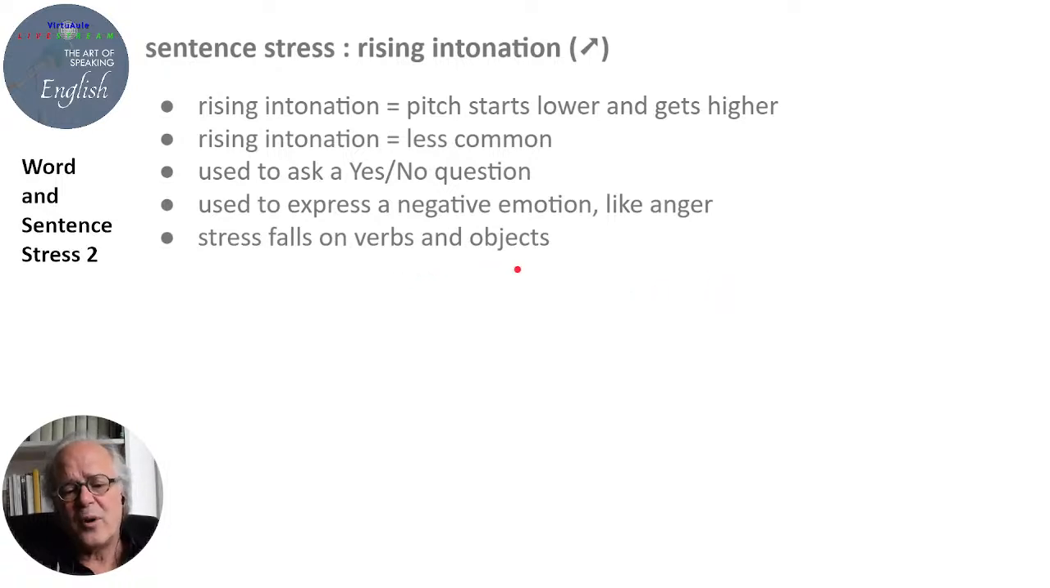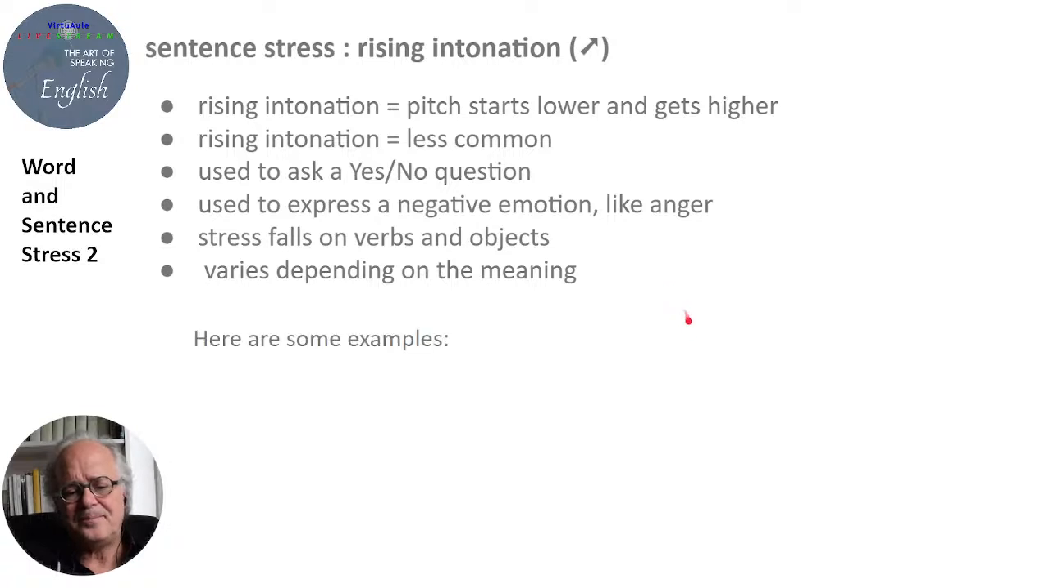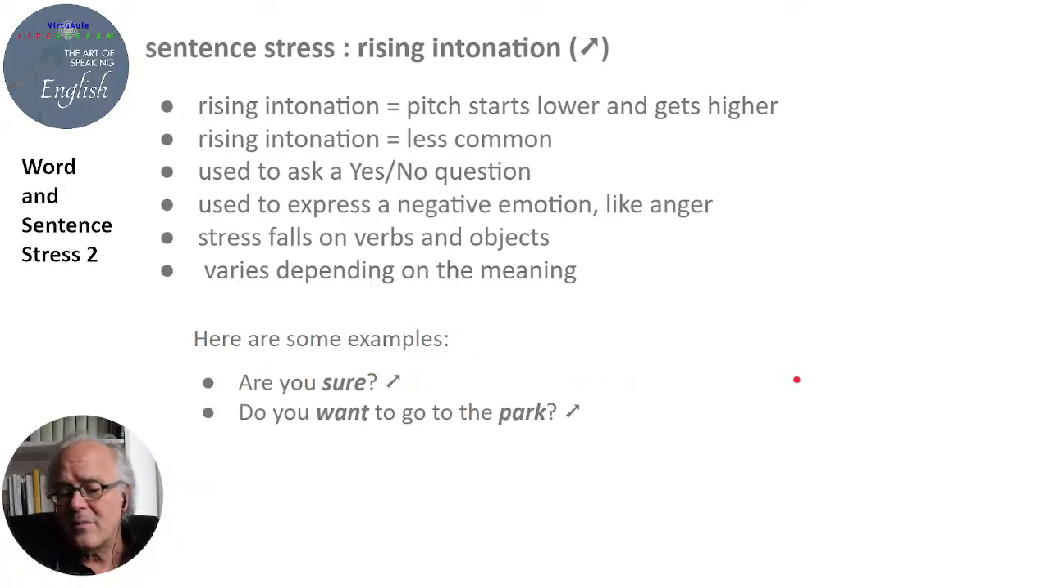Stress falls on verbs and objects. Here we have the verbs and the objects. It varies depending on the meaning. Here are some examples. Are you sure? You see, the intonation is going up here at the end because of the question. Do you want to go to the park? See, I'm rising here. Intonation on want, stress on want. Intonation rising, stress on park.